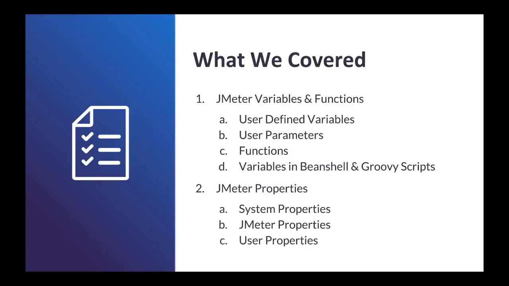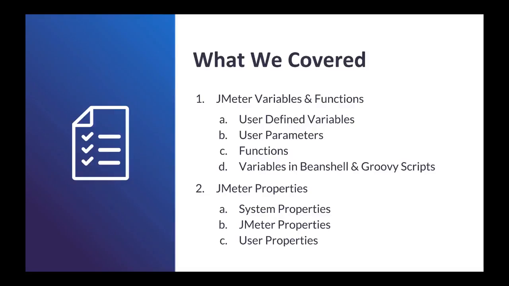Let's talk about what we covered today. So first we covered JMeter variables and functions, and we talked about user-defined variables, which are sort of a set once and use throughout the test plan kind of thing. We talked about user parameters, which can indeed be 1 per user. We talked about functions, which are reevaluated each time they're read. We talked about variables in BeanShell and Groovy scripts, external scripts, and how they're really contained within their own language, and that there are ways to get information in and out of those scripts. But you shouldn't assume you can see a JMeter variable from within those scripts.